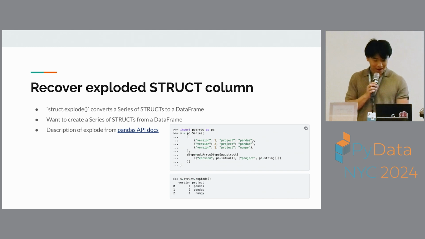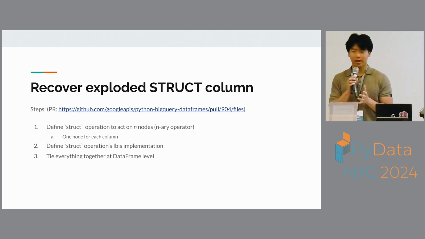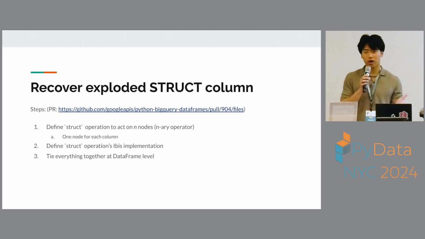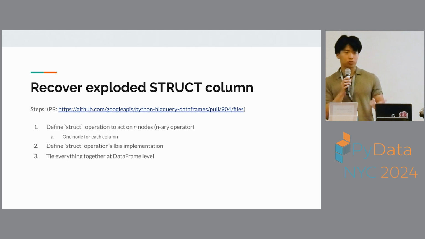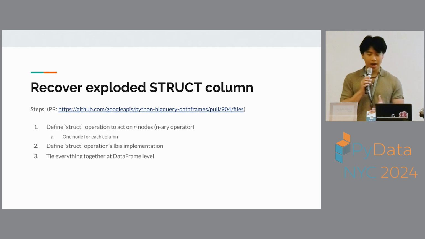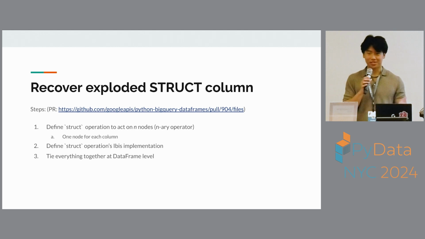And what that involved from a development perspective was firstly defining a struct operation to act on n nodes, basically an n-ary operator. The reason we do that is because we can have an arbitrary amount of columns in our data frame that we're going to turn into our struct column. As a result, we want to be able to pass in an arbitrary amount of nodes into our operation. And generally the mapping is 1 node for each column. Then we have to define this operation's IBIS implementation that will be used to compile the expression tree into the SQL, which is obviously very important.